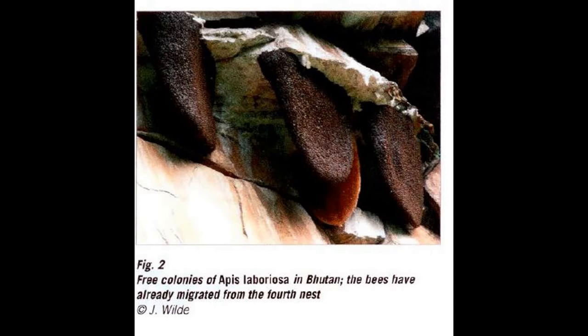That concludes all the small bees. Now on to the two large species of bee. The two species of giant honeybee are Apis dorsata and Apis laboriosa. We'll start with the former.